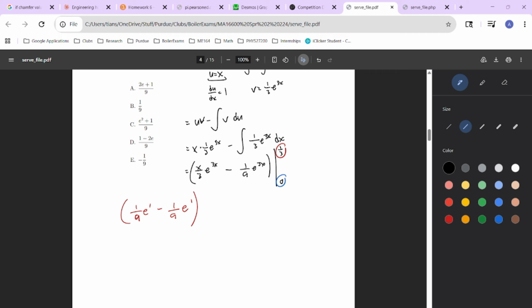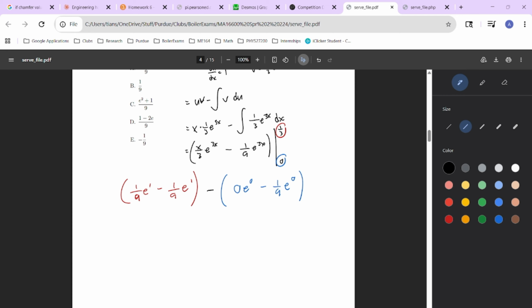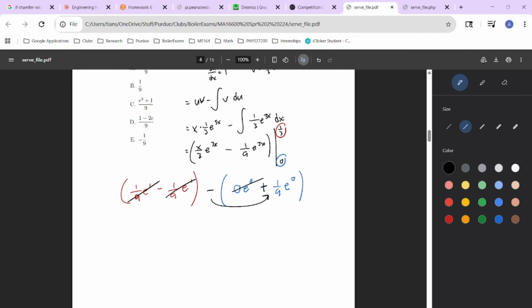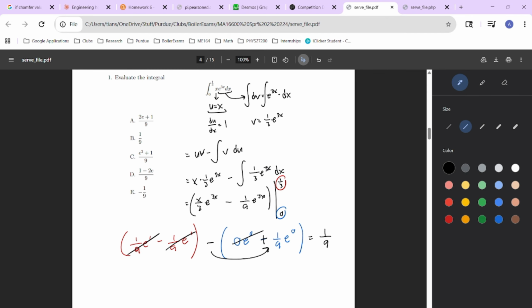In red, and then minus in blue, 0 times e to the 0 minus 1/9 e to the 0. And this side cancels, that becomes 0. This obviously goes to 0. All we're left with is this last term here. We have a negative in here, we bring this out, this becomes a positive, so our answer is positive 1/9. That would be answer B.